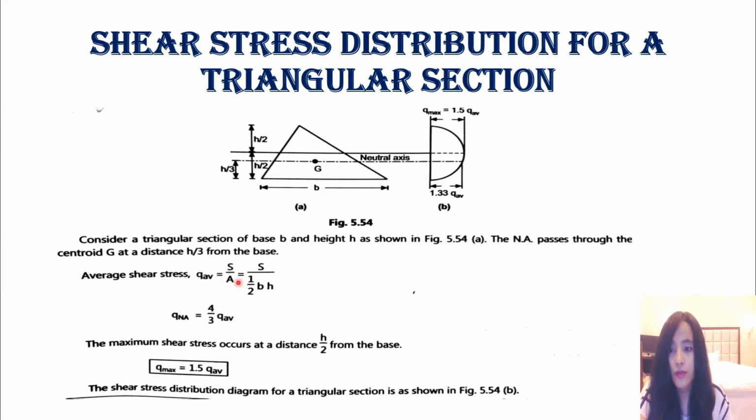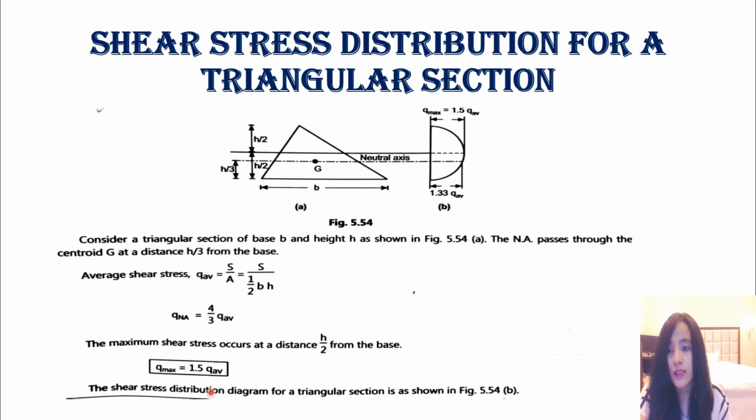Q average is equal to S by A, and the area for this triangular section will be half base into height. If we want to find the shear stress in the neutral axis line at height h/3 from the base, the formula will be 4 by 3 Q average. The maximum will not come on the neutral axis. The maximum will come at h/2 distance from the base. So if you have to find maximum shear stress, the formula is again 1.5 Q average.